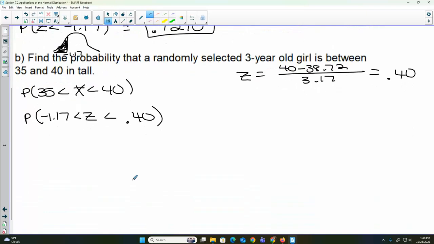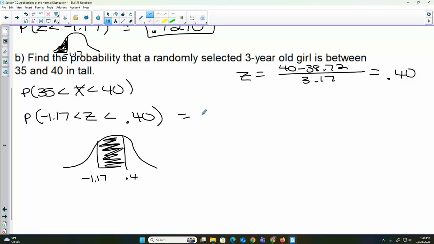So I'm asking you to find the probability that Z is between negative 1.17 and positive 0.4. How do you find the probability being between those two? You subtract the two. So we have to look up the bigger one first.